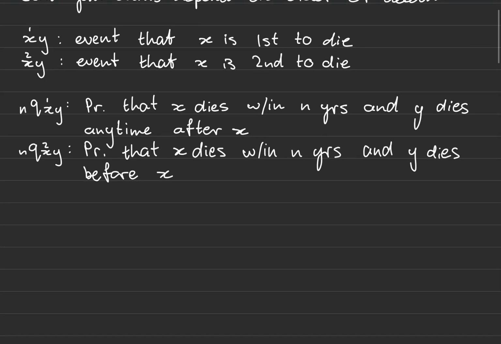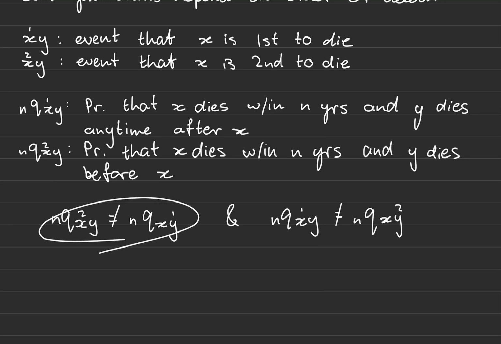Okay, cool. An important thing to note is that nq XY with the 2 on top of the X is different. It's not the same as nq XY with the 1 on top of the Y. This is misleading. You might think that these two are the same because in both instances, Y is the life that dies first. But the difference is that this probability refers to when Y dies within n years, and we don't care when X dies, as long as it is after Y. So X can die after n years. But here we're saying that X must also die within n years. So X must die between Y's death and time n. And similarly, nq XY with the 1 on top of the X does not equal nq XY with the 2 on top of the Y, for the exact same reasons.